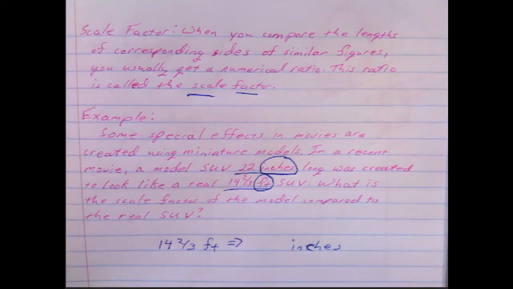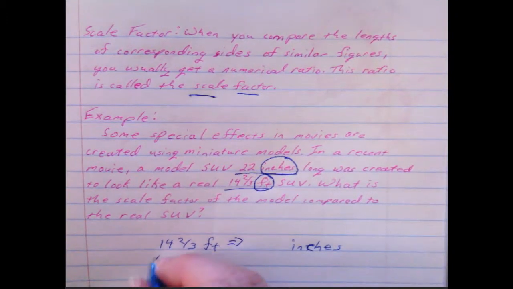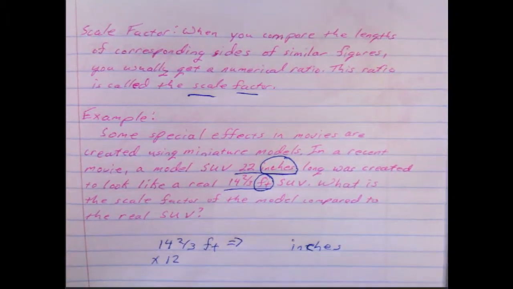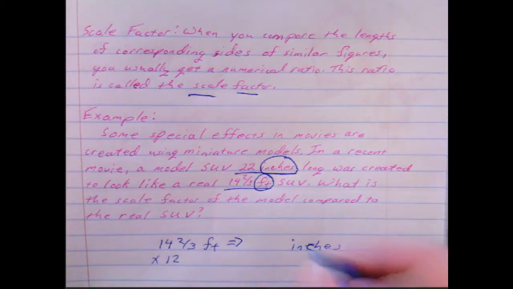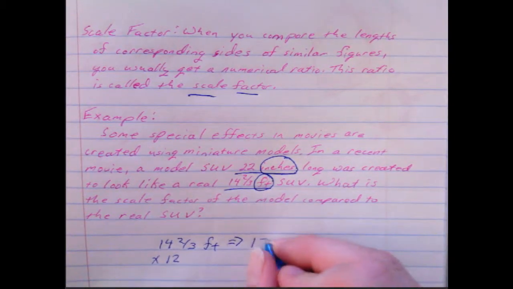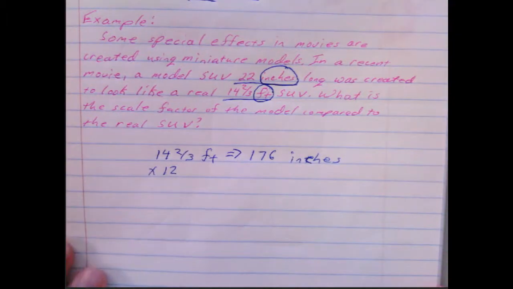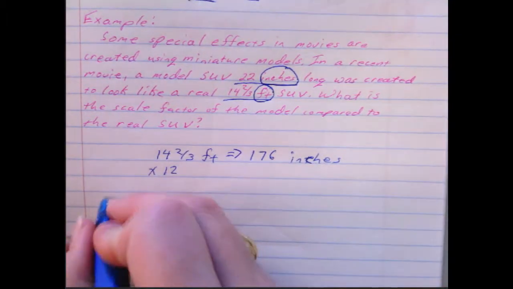Okay, I want to know how many inches that is. So we're going to take 14 2/3 times 12. There are 12 inches in 1 foot. So we end up getting a total of 176 inches.